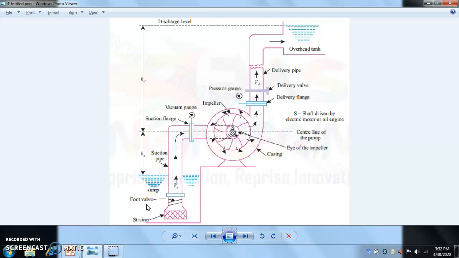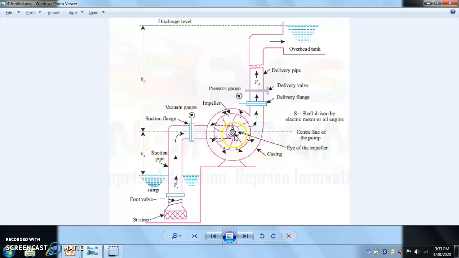The foot valve's work is to only let the water into the pump. The water which is inside the pump cannot come back outside through the foot valve. So it is also known as a non-return valve or a one-sided valve. Now this suction pipe is connected to the eye of the impeller. Eye of the impeller is surrounded by the impeller. This impeller is nothing but a wheel mounted with backward curved vanes.